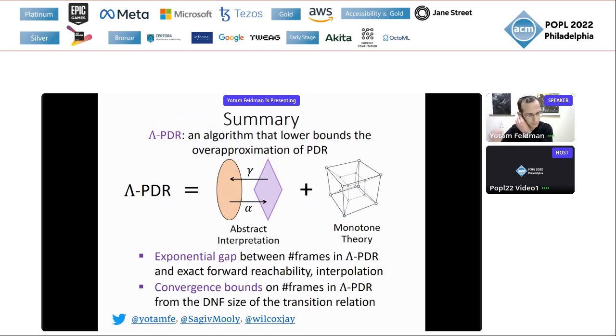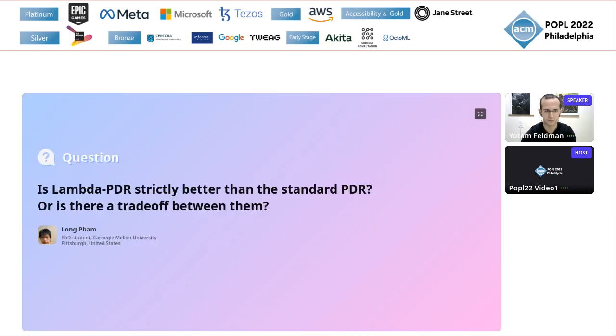No? We have questions from Airmeet. Long Pham asks, is lambda PDR strictly better than the standard PDR, or is there a trade-off between them?